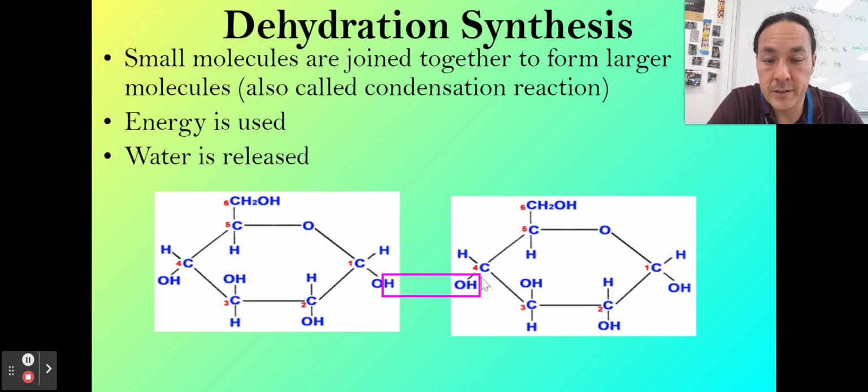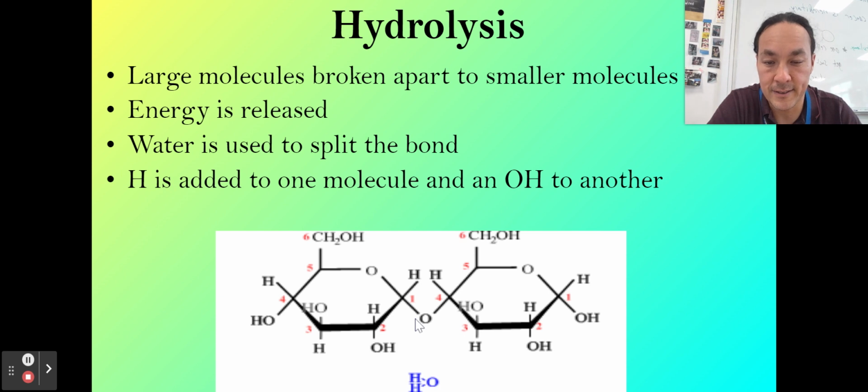Here we're going to have the two join together on this oxygen. We'll remove this H and this OH, which removes a water molecule. And now we have dehydrated and we have formed a bond on that oxygen. This bond is very strong. It is a covalent bond.